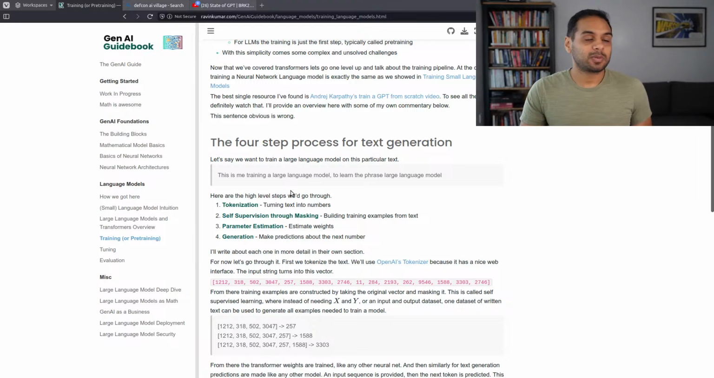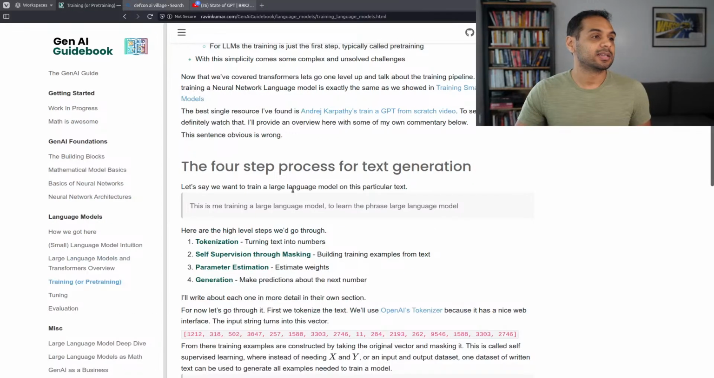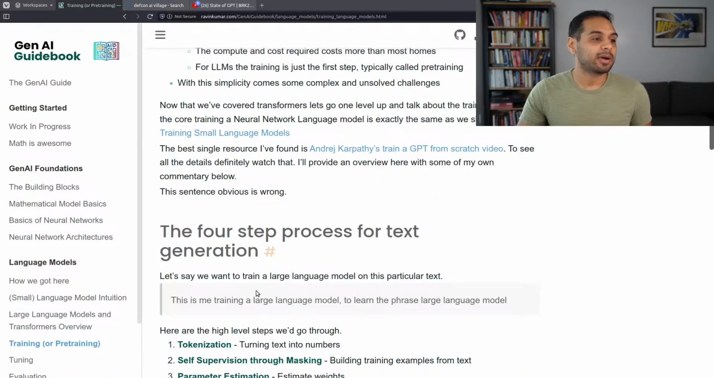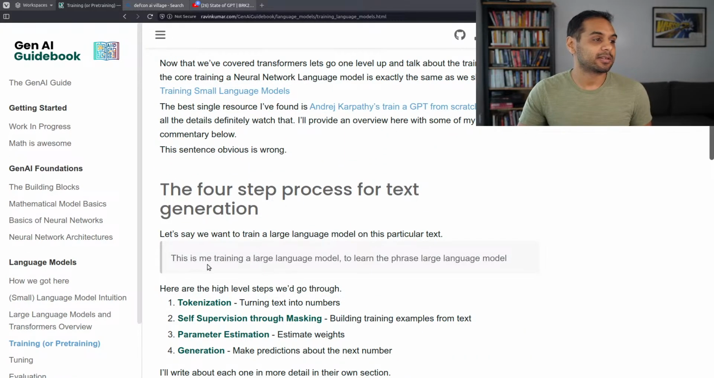So the way these models work from training to text generation is they do a couple of things. Let's say we want to train a model on this particular text. This is me training a large language model to learn the phrase large language model. If you go to ChatGPT or Bard and you ask it a question, it very well can turn out this string, which is readable in English.